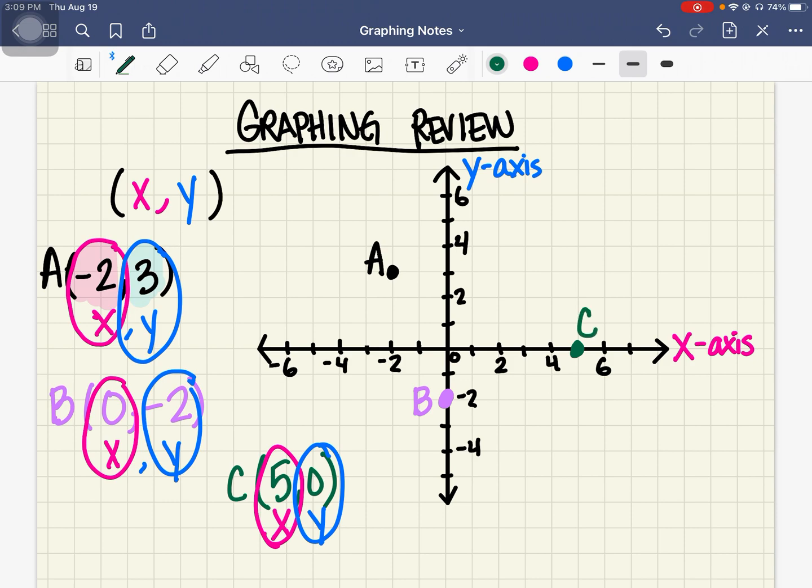All right. So that's kind of a quick review of graphing. It's going to be really important for later on this year when we are going to be doing quite a bit of graphing, and understanding where to find ordered pairs on a coordinate plane is going to be very, very important.